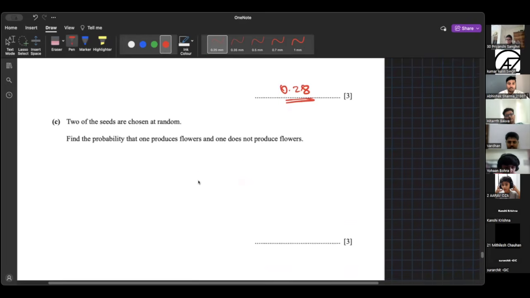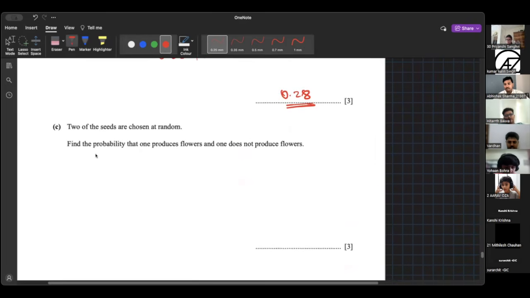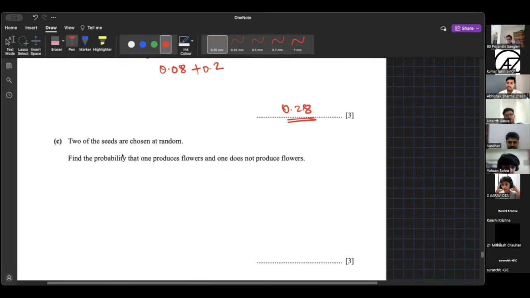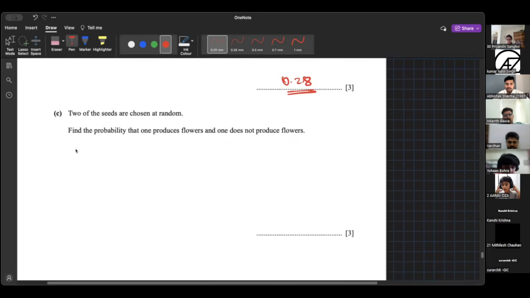And when should we use multiplying by 2? Okay, I'll answer your question. I think that is in part C, because they are telling us 2 of the seeds are chosen at random. Find the probability that one produces flowers and one does not produce flowers. Oh, so we'll use it for the orders. Yeah, because we don't know which order.